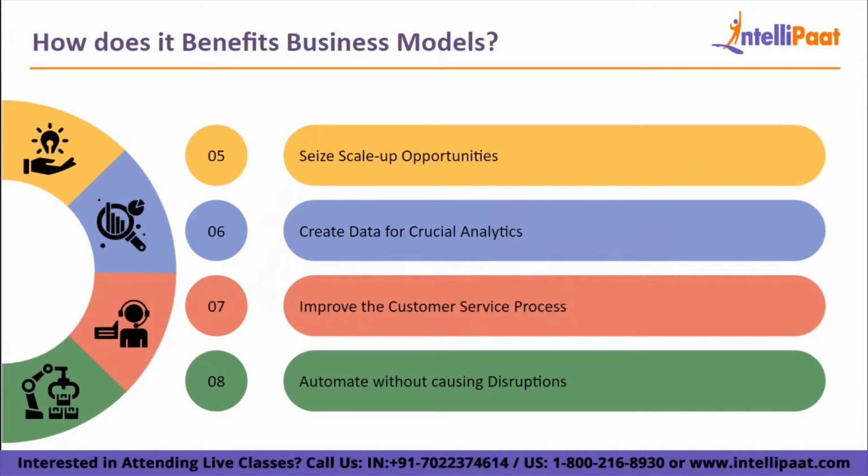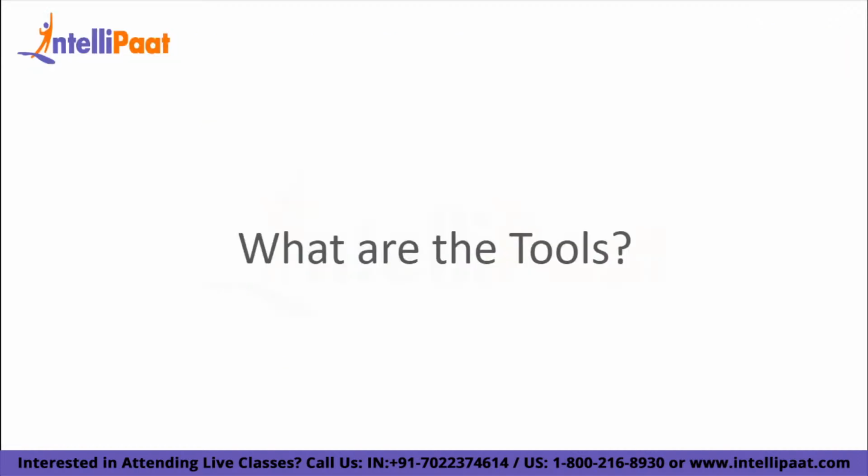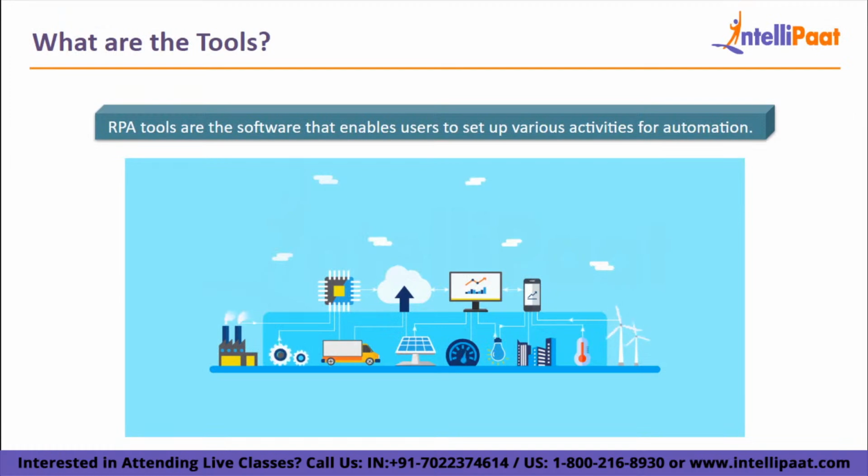With that, let's move on to our next agenda, that is, what are the tools used for RPA? Basically, RPA tools are the software that enables users to set up various activities for automation. Most businesses have recurring monotonous processes like data entry, data extraction, report generation, etc. The personnel use the software to manually complete these activities. With the use of bots, such repetitive chores are easily automatable.